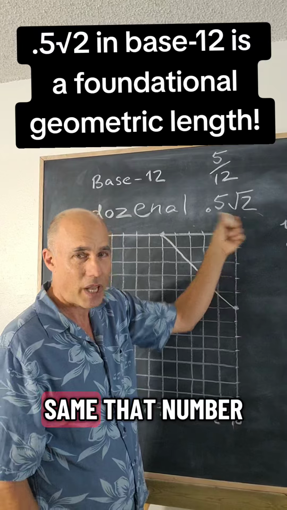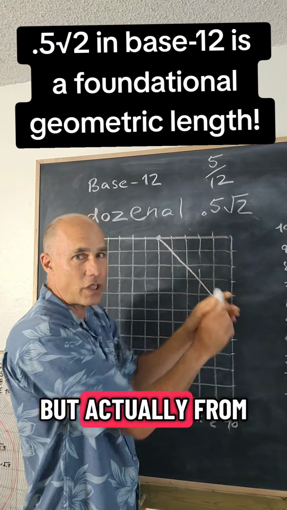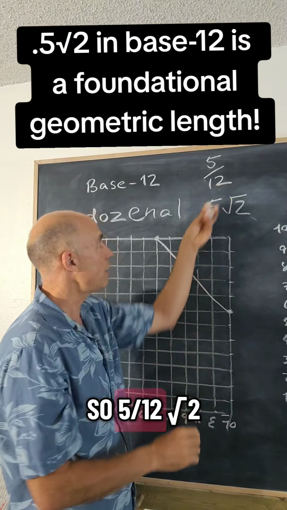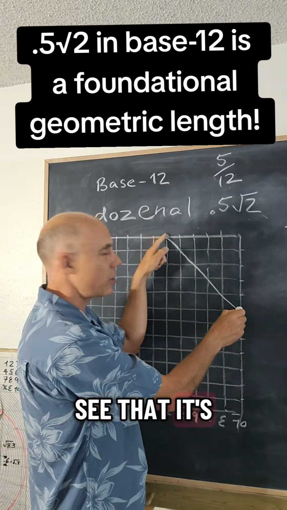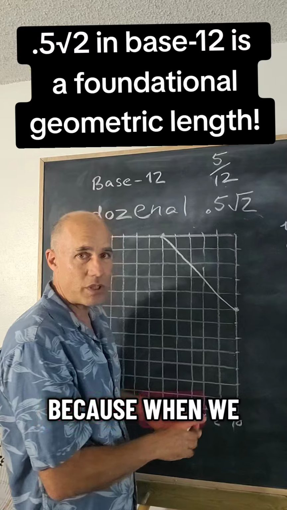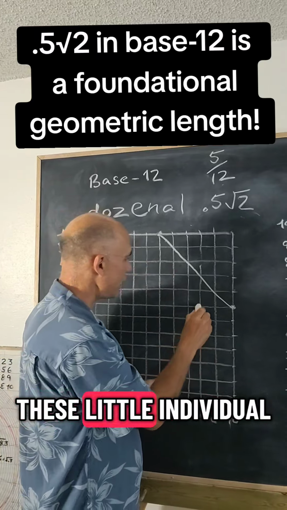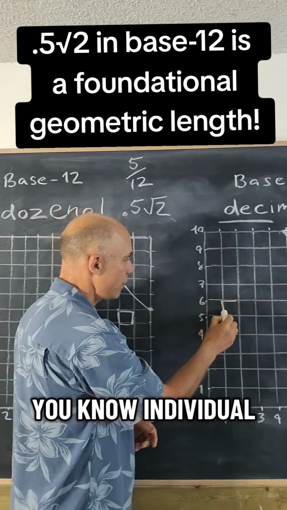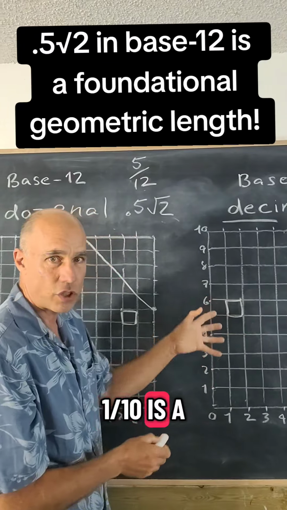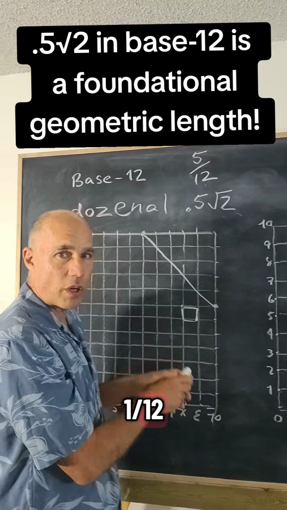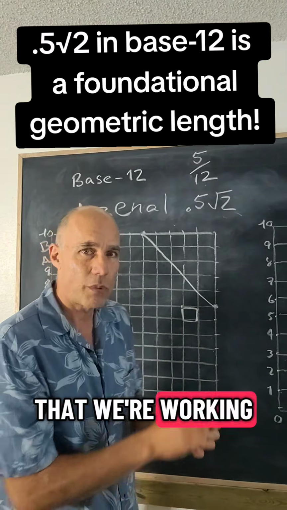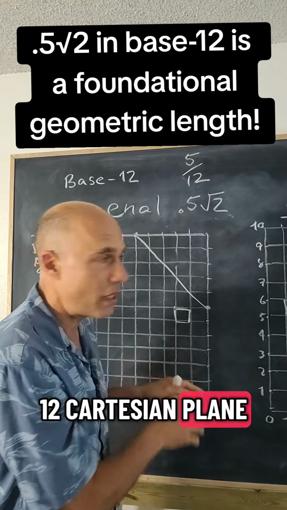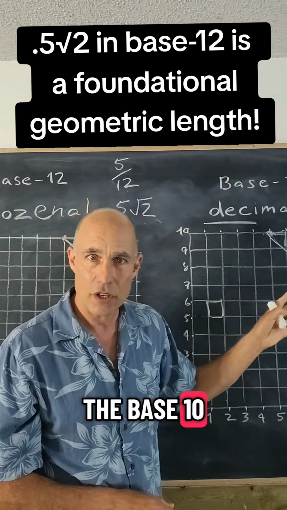It looks the same, that number when I write it out looks the same, but actually from a base 10 standpoint, it's a length of 5 twelfths. So 5 twelfths root 2. So we can see that it's actually a smaller length, because when we divide something into twelfths, these little individual squares are smaller than the little individual squares here. 1/10 is a larger unit than 1/12. So that's the first thing we need to realize, that we're working with smaller sized units when we're working on the base 12 Cartesian plane as opposed to the base 10 Cartesian plane.